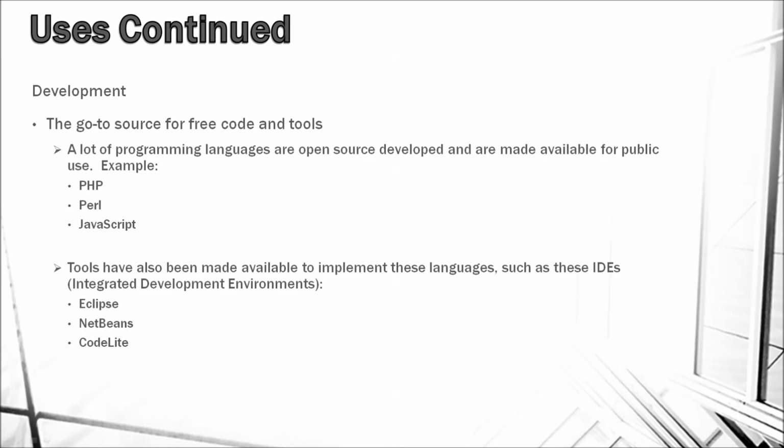Continuing with uses of open source, development is quite popular and is considered the go-to source for free code and tools. A lot of programming languages are open source developed and made available to the public, such as PHP, Perl, and JavaScript. There are also tools that have been made open source and available to the public. There are IDEs, integrated development environments, such as Eclipse, NetBeans, and CodeLite. So if you've used the language Java, you've probably used Eclipse as your IDE, or something similar to it.